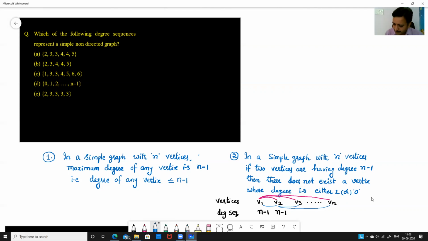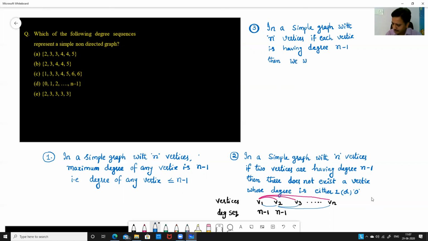Next, the third important point you have to remember: in a simple connected graph, or in a simple graph with n vertices, if each vertex having degree n minus 1, then we'll get the max number of edges in that graph.